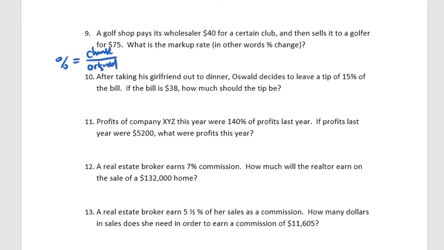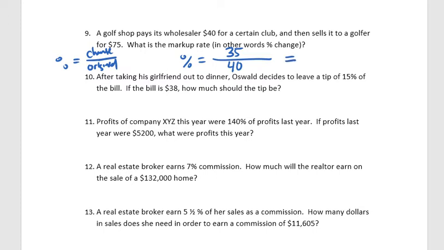Okay? So let's take a look here. Change over the original. So I want to figure out what the change was. Well, if I started at $40 and I go to 75, that's a change of $35. Okay? So there's my change. Now I want to go back to the original. The original was the starting value, which in this case was 40. So I have 35 over 40. I'm going to do that division. 35 divided by 40 is going to give me a decimal answer, 0.875.